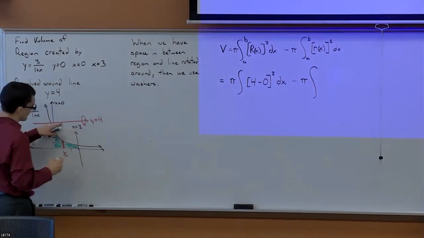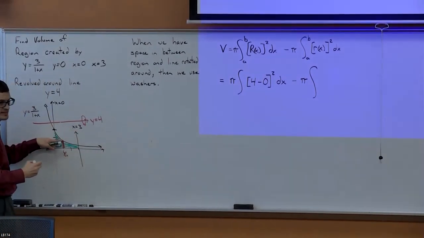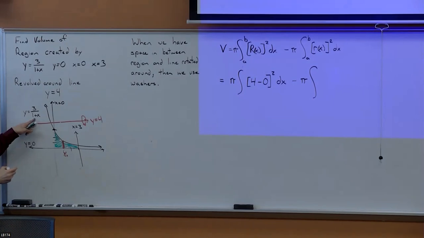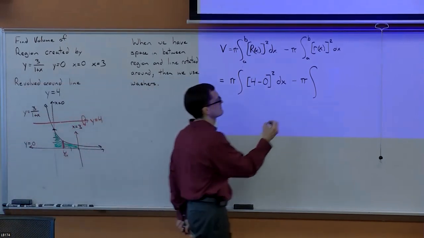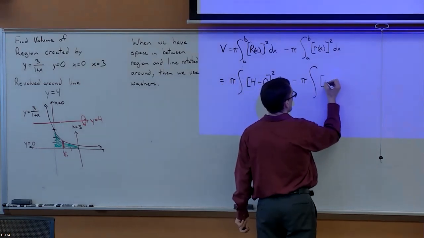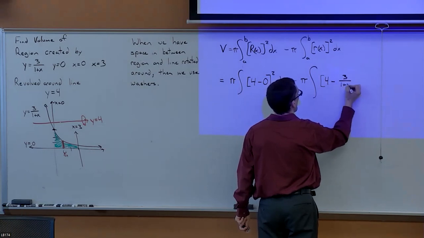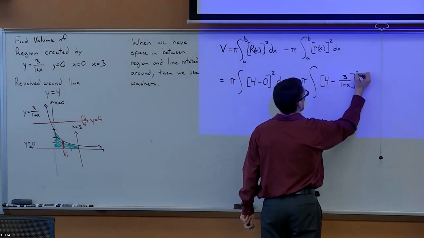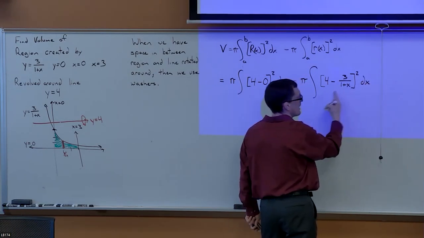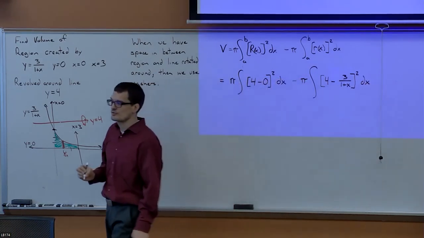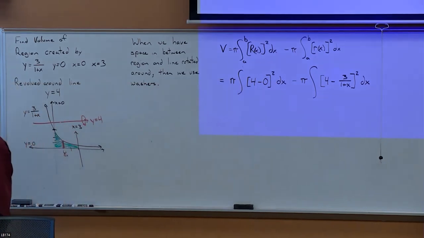Now we're going to go 4 to the inside edge of the rectangle. And the inside edge of the rectangle is 3 over 1 plus x. And again, if you want your radius to be positive, you write it this way. But if you do 3 over 1 plus x minus 4, that'll give you the same answer, because when we square any negatives, they'll become positive anyways.